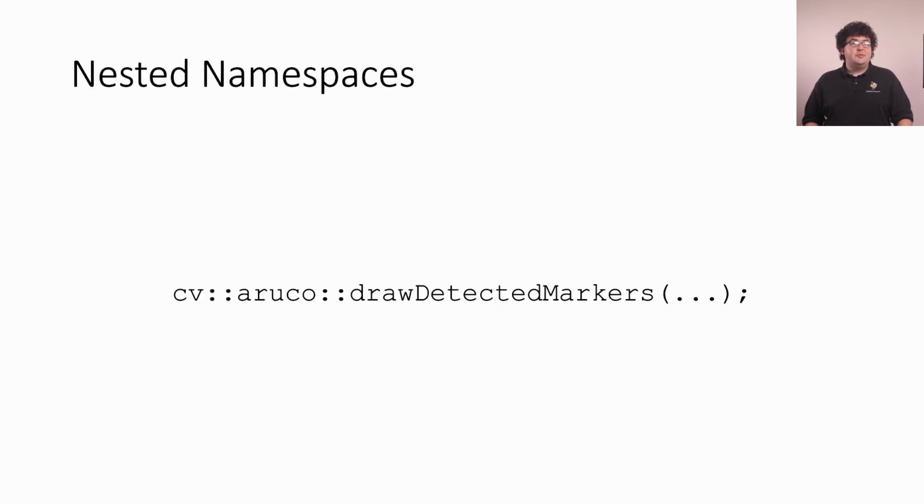You can also nest namespaces together. This can be useful for organizing large libraries. Nested namespaces are again separated by double colons. For example, here's a function from the OpenCV library. The library's top-level namespace is cv. Within that, there's a nested namespace called aruco, and within that, there's a function named drawDetectedMarkers.